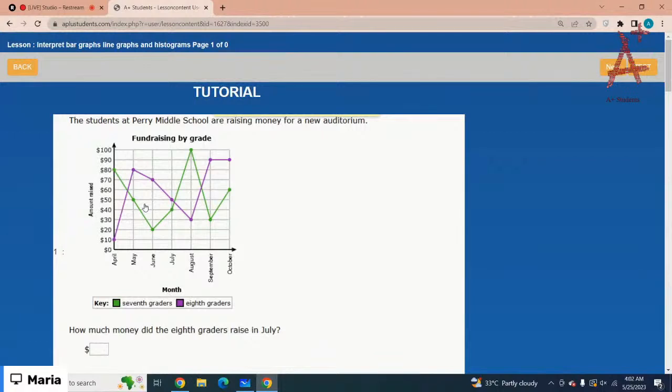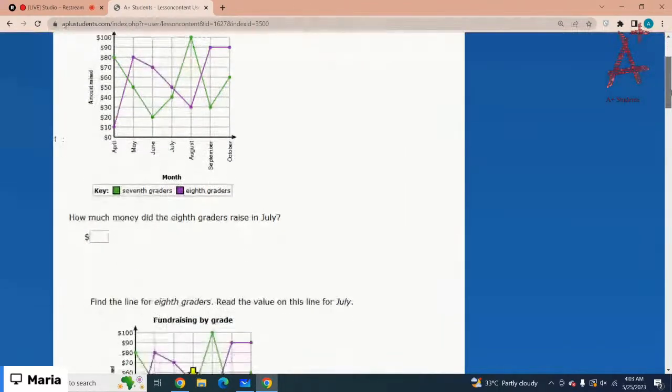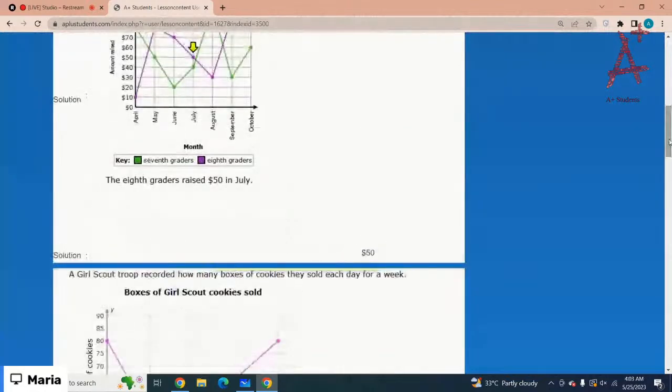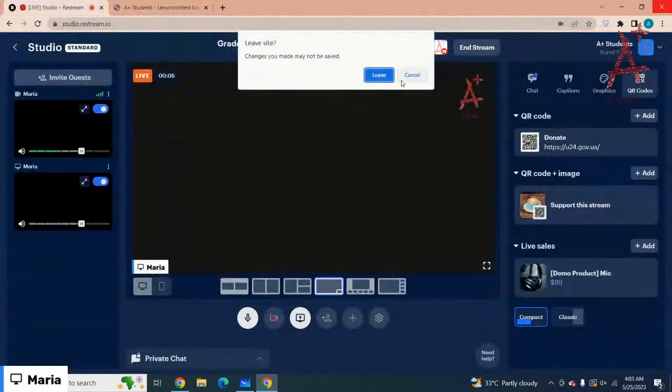The students at Perry Middle School are raising money for a few auditoriums. How much money did the eighth graders raise in July? So you have to calculate the money they raised in July. Here is July. The purple one is for eighth graders. Just match it to the y-axis. It would be 50. That means the value received in July is $50. Got it?